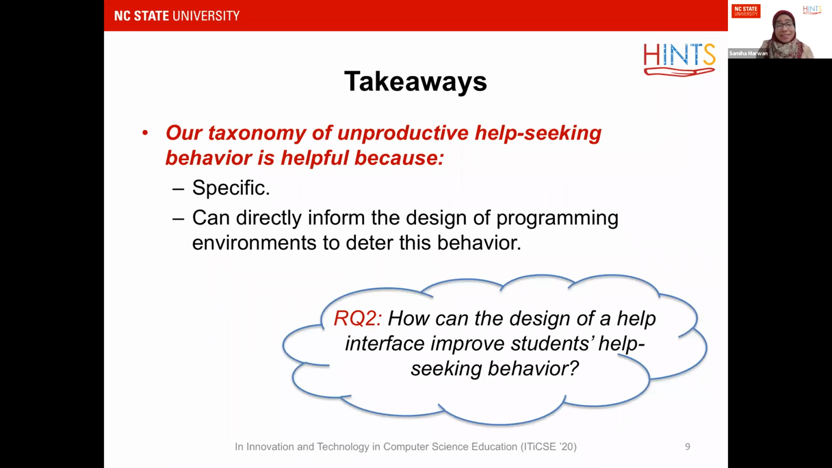So this taxonomy was very specific, and it can help us understand how to inform the design of a programming environment to avoid this behavior. And this led to our second study, our second research question in this paper, which is: how can we design a help interface to improve students' help-seeking?